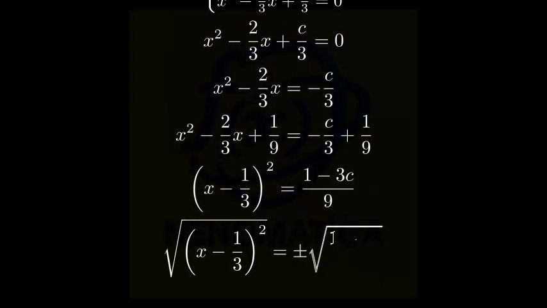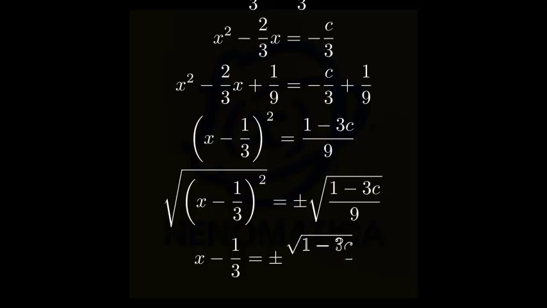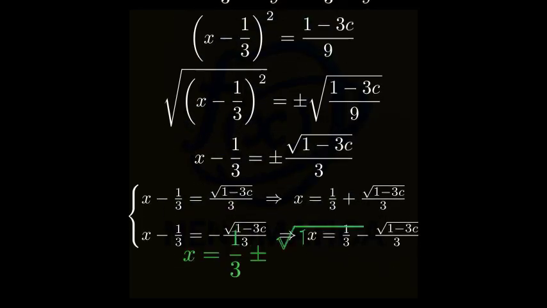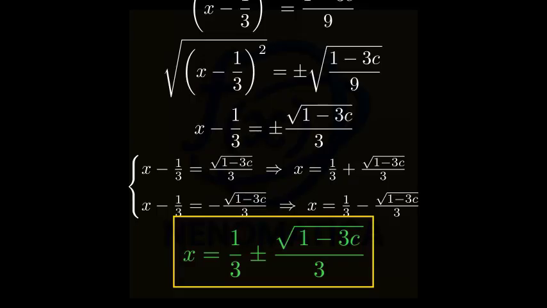Step 5. Take the square root of both sides, remembering the plus or minus. Step 6. Split into the two cases and isolate x to get the solutions. Therefore, the solution set can be written compactly as x equals 1/3 plus or minus the square root of 1 minus 3c.